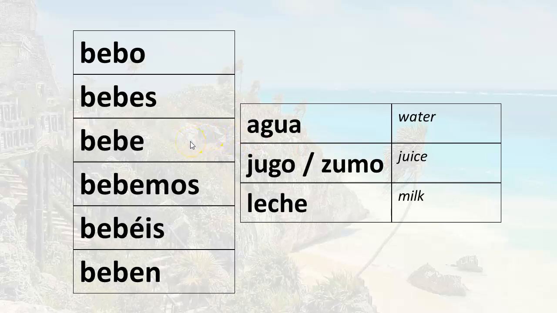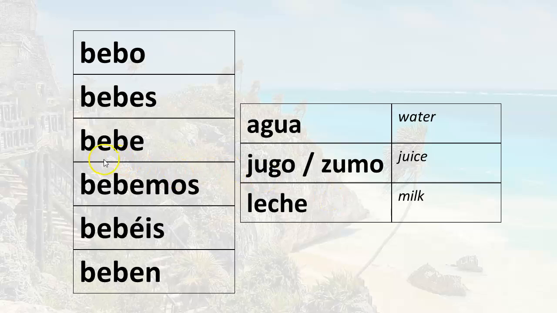You drink with usted, remember the formal you, the form is bebe, usted bebe. You drink water, usted bebe agua. You drink juice, usted bebe jugo. In Spain, usted bebe zumo. You drink milk, usted bebe leche. He drinks, remember that shares the same form as usted, so he drinks would be él bebe. He drinks water, él bebe agua. He drinks juice, él bebe jugo. In Spain, él bebe zumo. He drinks milk, él bebe leche.